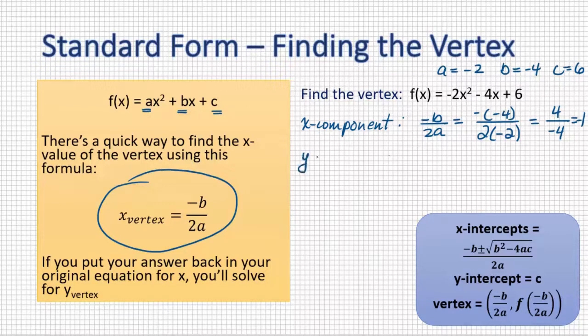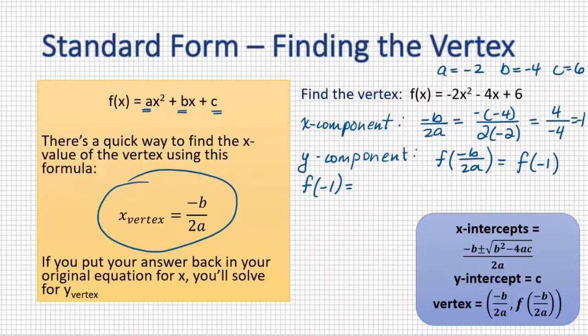Now to find the y component of the vertex, we want to find the y value that corresponds to the x component we just found. In other words, we want to evaluate the function where x has a value of negative b over 2a. In our case, we found that negative b over 2a was equal to negative 1. So we'd like to find the value of the function where x is equal to negative 1.